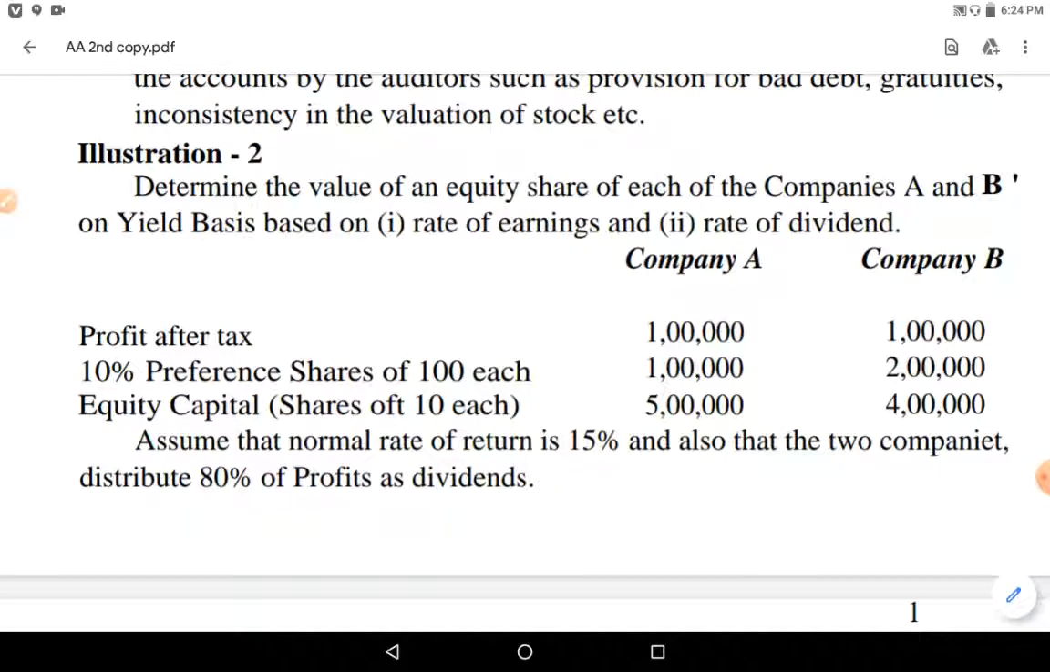This is one of the important questions, and a similar question may be asked in the exam also. That is why I am explaining this, and with the help of this question you will be able to understand the difference between the rate of earnings method and the rate of dividend method under yield basis. In yield basis itself we have two methods: one is earnings, another one is dividend base.